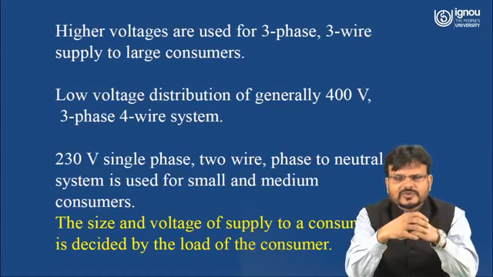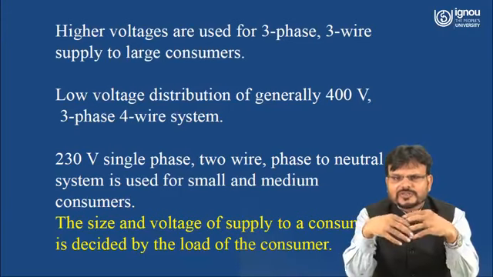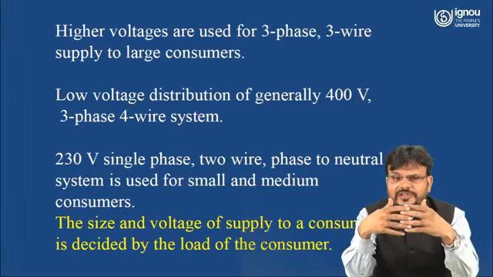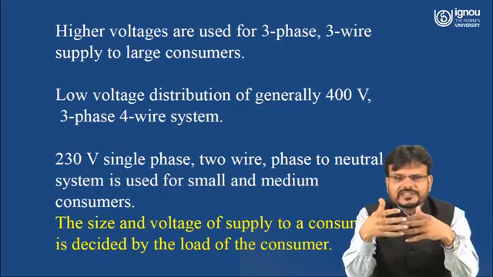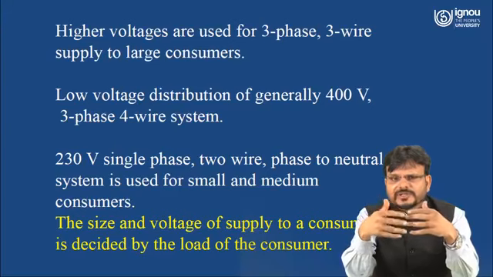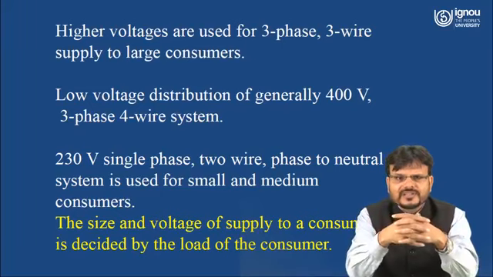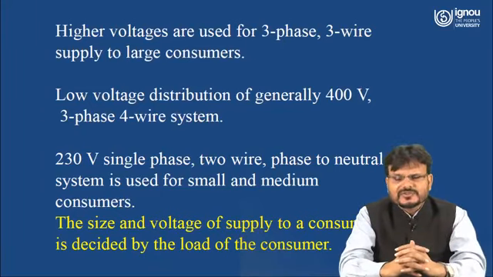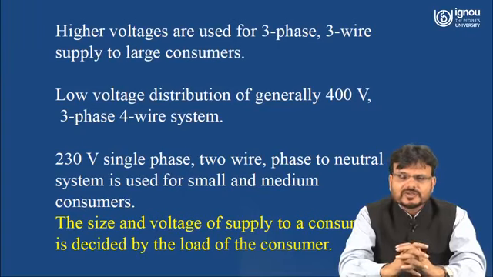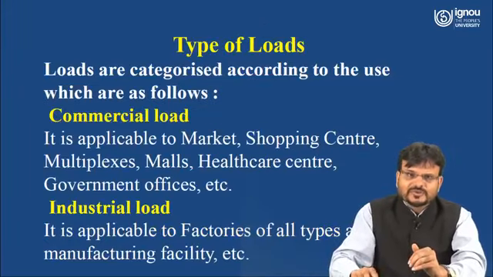And next, a 230 volt single phase 2-wire phase to neutral system is used for small and medium consumers. Suppose we are talking about your home or domestic purposes. Whatever power you are getting, that power is coming at 230 volt, and how much current you are extracting from the system depends on the electrical load. Electrical load means the different appliances that you are going to use in your home. The size and voltage of a supply to a consumer is decided by the load of the consumer, as I already told you. So now we have to understand the different types of load.